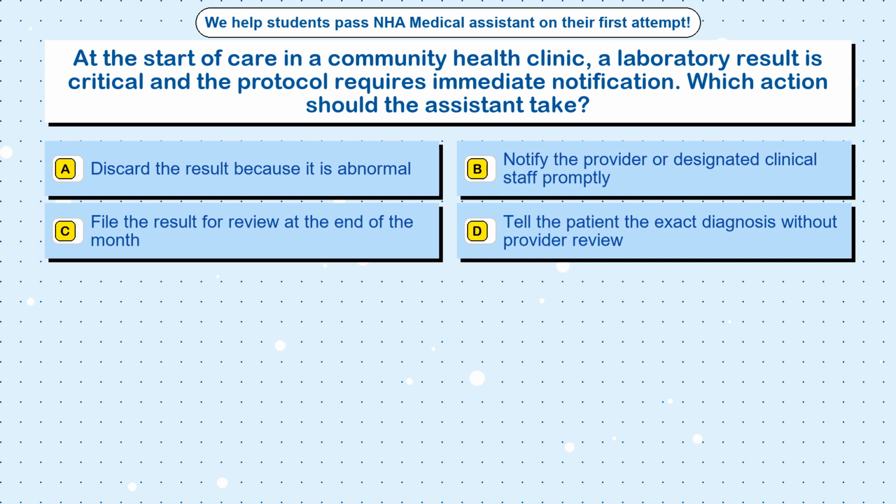Question 56. At the start of care in a community health clinic, a laboratory result is critical and the protocol requires immediate notification. Which action should the assistant take? Option A, discard the result because it is abnormal. Option B, notify the provider or designated clinical staff promptly. Option C, file the result for review at the end of the month. Option D, tell the patient the exact diagnosis without provider review.